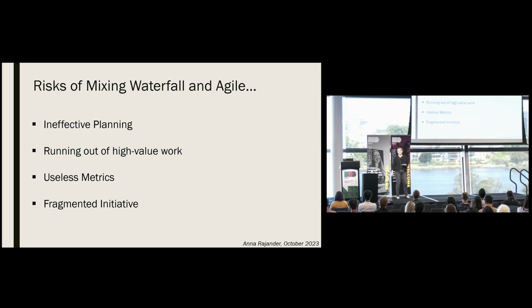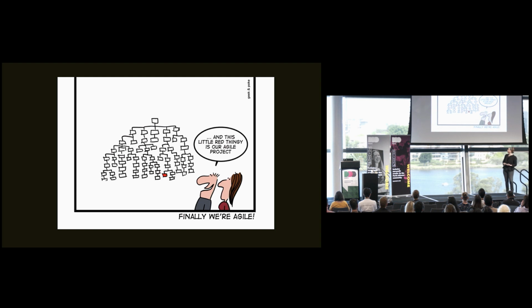Mixing waterfall and Agile can also lead to highly fragmented initiatives. This is where an initiative is decomposed to a ridiculous level. And in the case of mixing waterfall and Agile, this can happen when you are trying to remove waterfall dependencies so that an Agile team has the control to deliver. Something that is comically depicted in this Geek and Poke cartoon. It just makes the overall management of the initiative more costly.